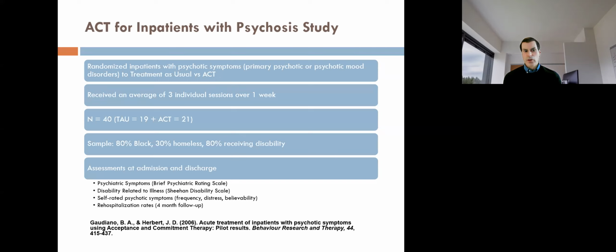And from admission to discharge, we looked at things like how much their symptom severity changed, how much their perceived disability changed, and how they rated their hallucinations in terms of frequency, the distress associated with them, and believability. And then after they were discharged from the hospital, we looked out for up to 4 months to see if they were rehospitalized during that time.